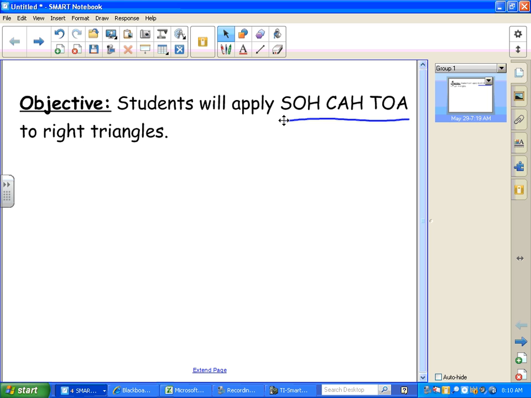Some of you may have an idea of what SOH CAH TOA is, but I want you to keep in mind you have to use it with right triangles. Adam. Yep. We're going to get to that, so hold that thought. Kind of. Hold that thought.